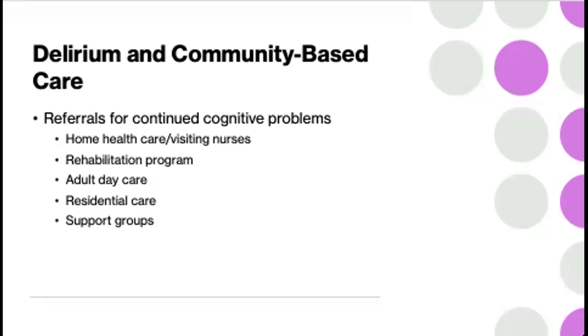Referrals for ongoing care. They might need home health or a visiting nurse. We might need to do rehabilitation programs so that they can get some strength back up. We might put them in community programs like adult daycare or residential care, which can help provide continued support. And you want to make sure that you're getting support for the caregivers as well. We might point them in the direction of support groups.